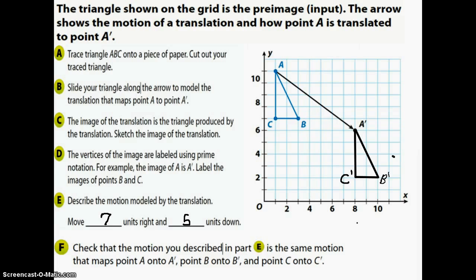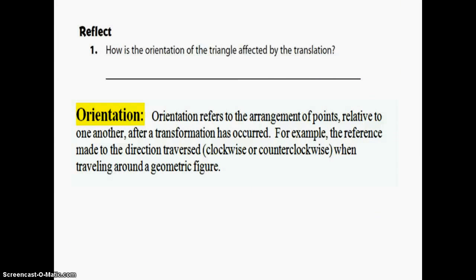Okay, so let's take a look at a reflect piece that I want you to look at and see if you can understand something. So it asks us, how is the orientation of the triangle affected by the translation? Orientation. What are we talking about? Well, orientation refers to the arrangement of the points relative to one another after the transformation has occurred. For example, the reference made to the direction traversed, which is either clockwise or counterclockwise when traveling across a geometric figure.